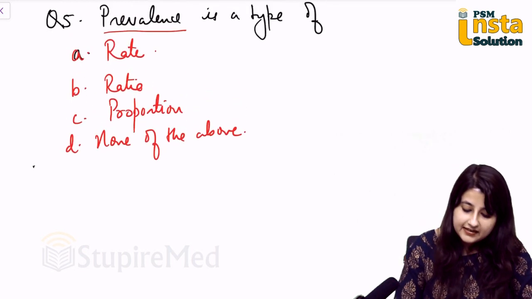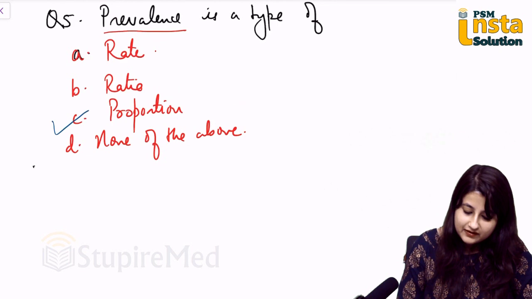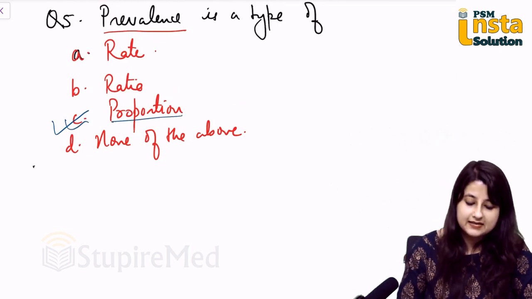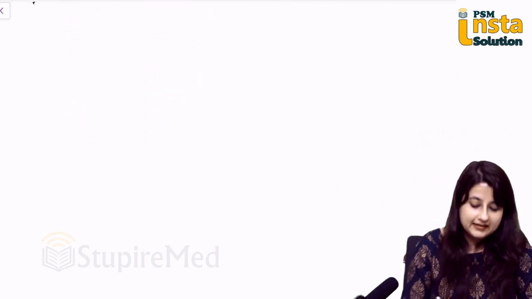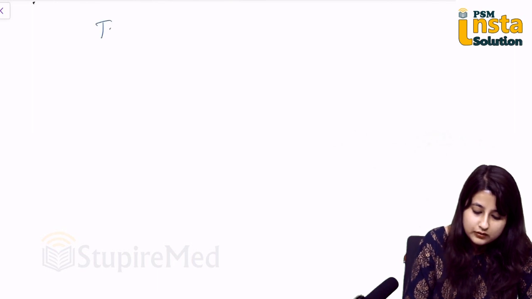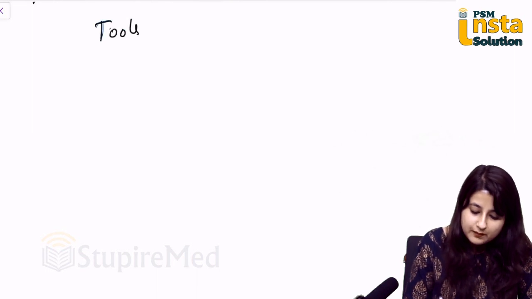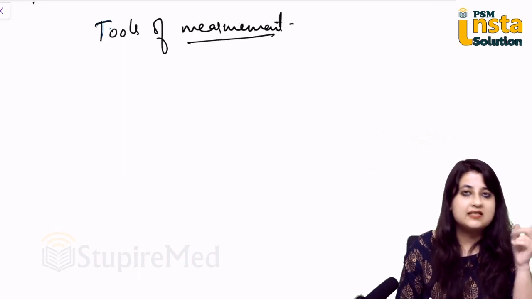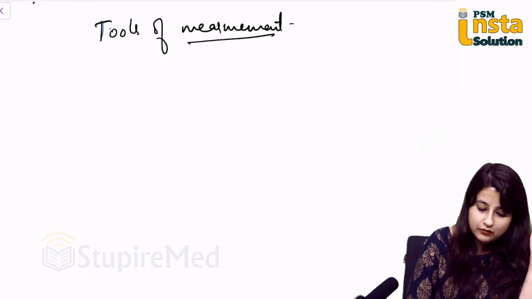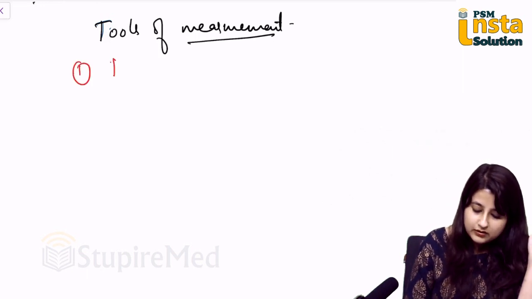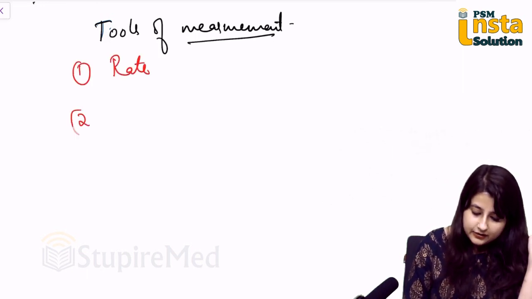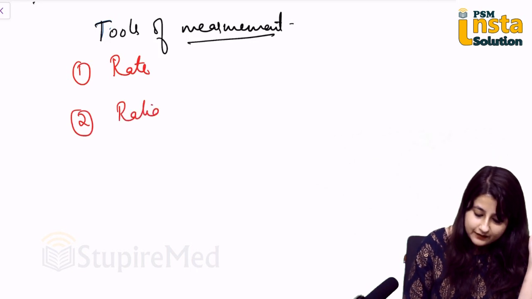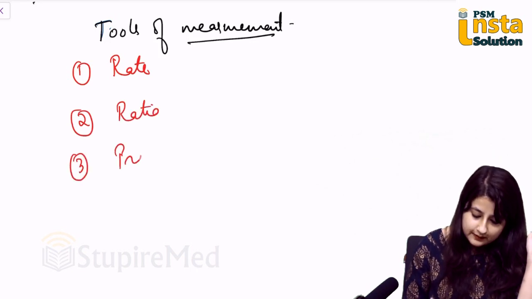All right, so the correct answer to this is that prevalence is a proportion. Why am I saying this? Look, there are three things. There are three tools of measurement in epidemiology. Epidemiology is about measuring the disease frequency. So there are three tools that can be used. What are these three tools? These are rate, ratio, and the third one is proportion.